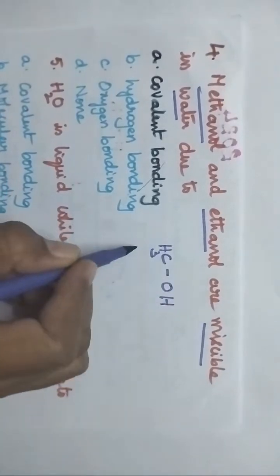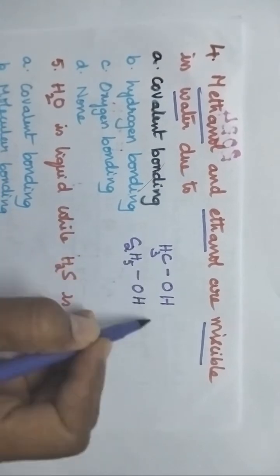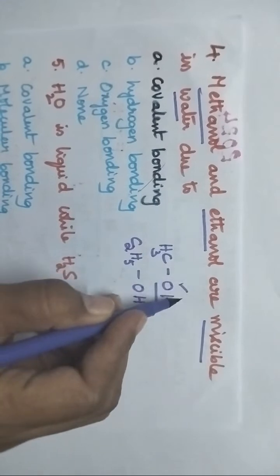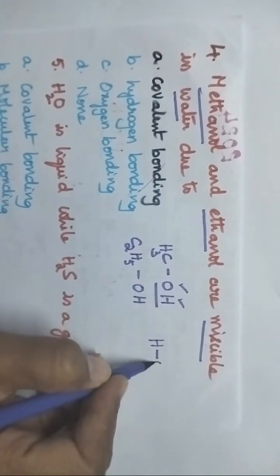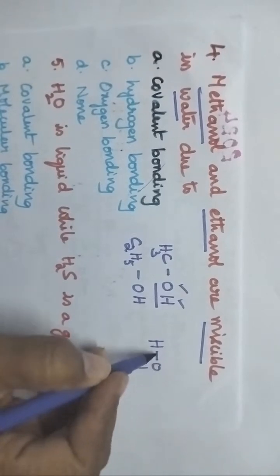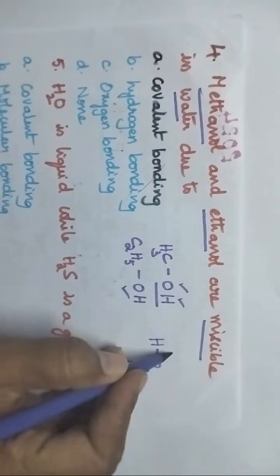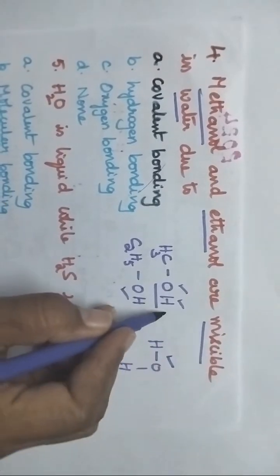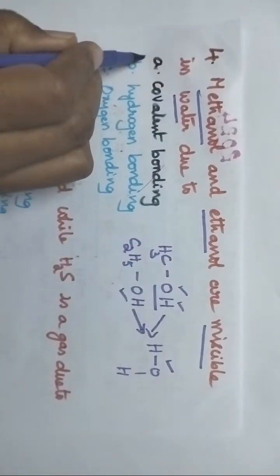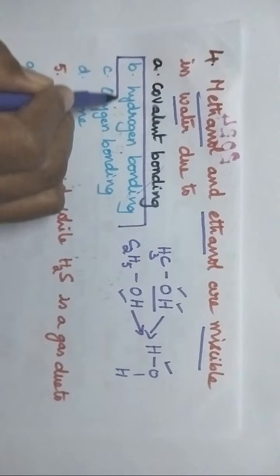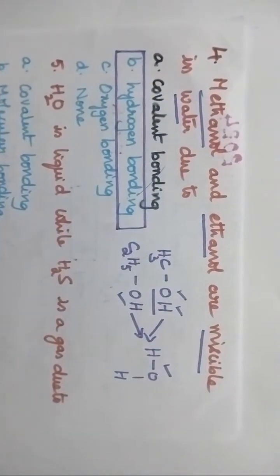CH3OH. What is the structure of ethanol? C2H5OH. They contain oxygen and hydrogen. Water, what is the structure of water? So water also contains hydrogen and oxygen. So because of the hydrogen bonding, both methanol and ethanol are miscible in water. So the right option is option B, hydrogen bonding. Very good, Banu.